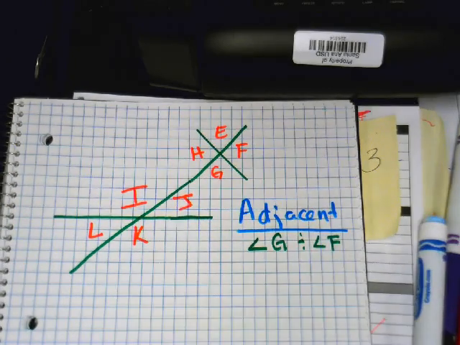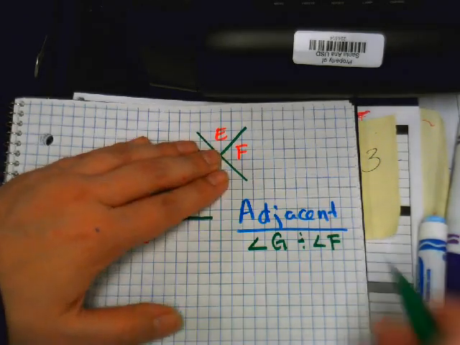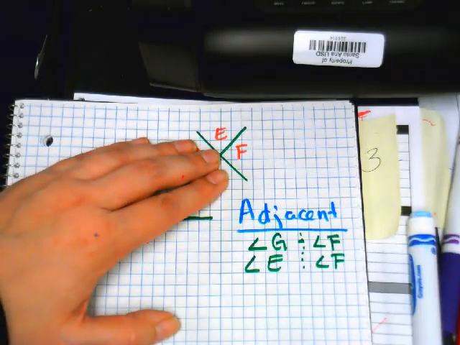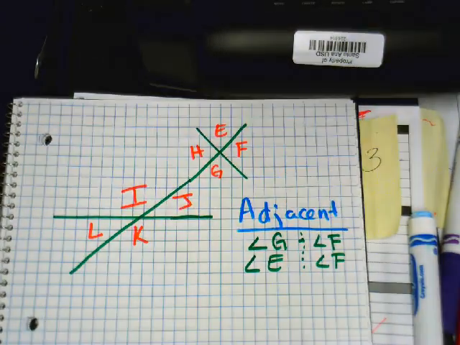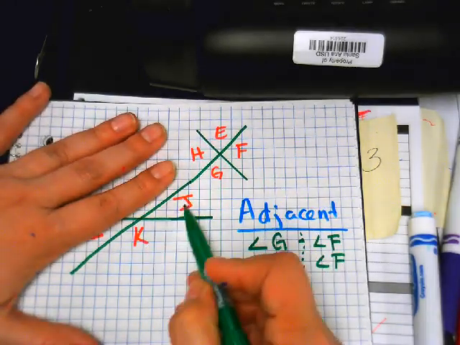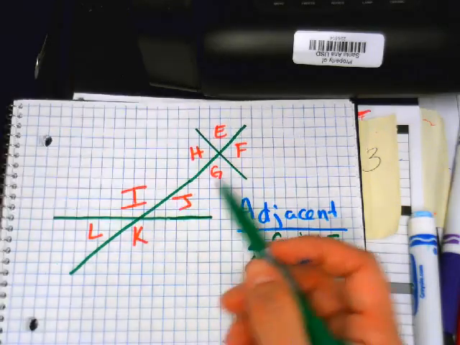All right, we're going to name another pair. What's another pair of adjacent? H and F? EF? There's 8. We have to go through all of them. Is JK one too? Are J and K next to each other? Yes. Do they share a line? Yeah. Do they share a vertex? Yeah. Then yeah.